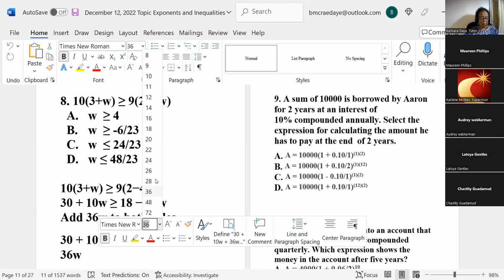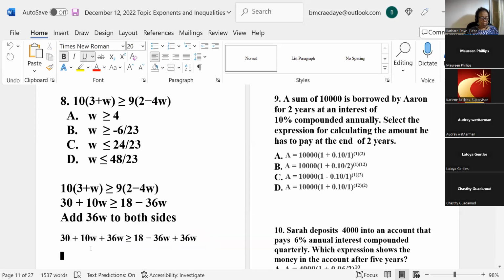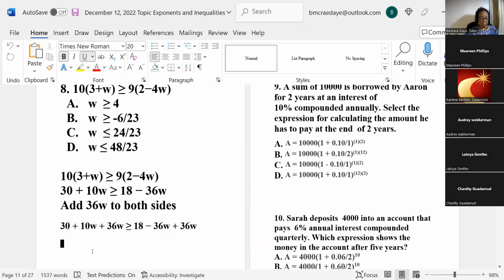Now, Audrey, what do you have on the left side? On the left side is 30 plus 10W. So that would be 30 plus 10W. And when you combine the W's, what do you get? 10W plus 36W. Add the coefficients. What do you get, Audrey? 10W plus 36W.